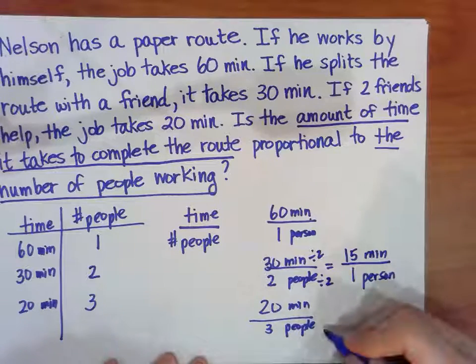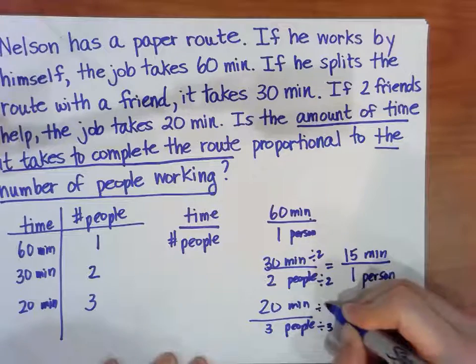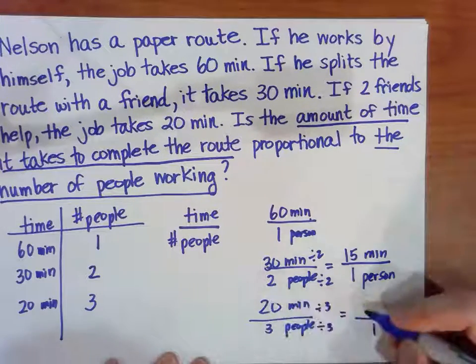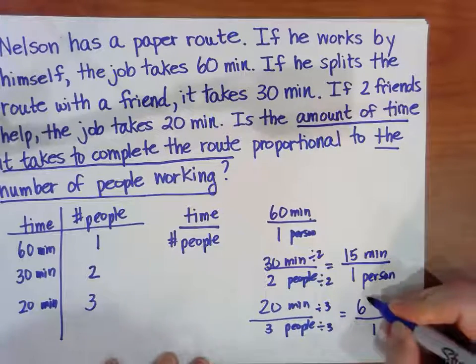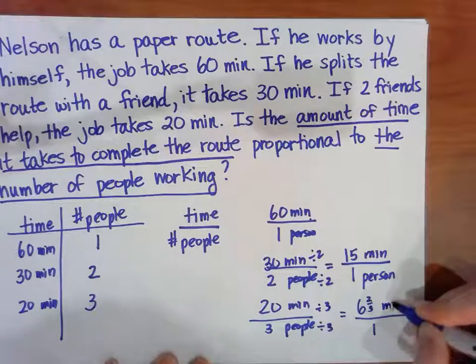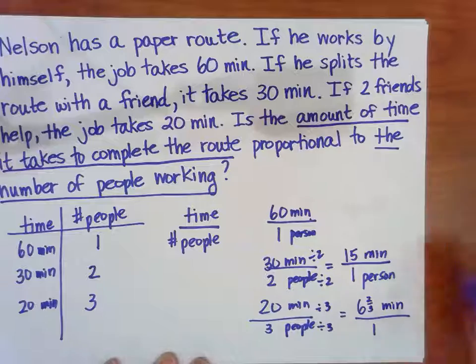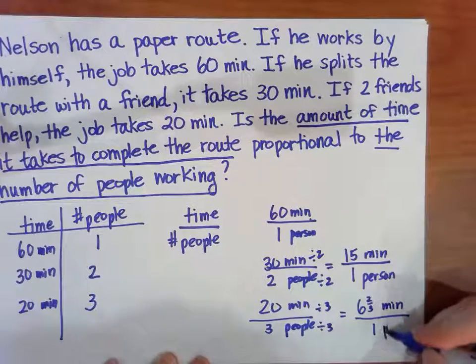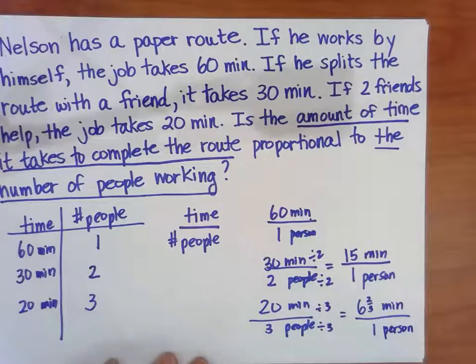but we could go down here and go ahead and look as well. Again, if we wanted to make this one per person, just to look at the ratio, okay, well, 20 divided by 3, 3 goes into 20 6 times with 2 left over, so that's 6 2/3 minutes. Okay, so notice that the amount per person is decreasing every time. We're definitely not getting the same ratio every time.